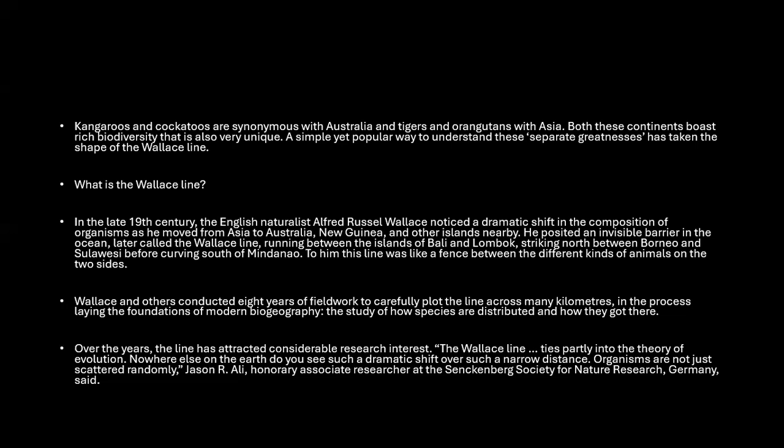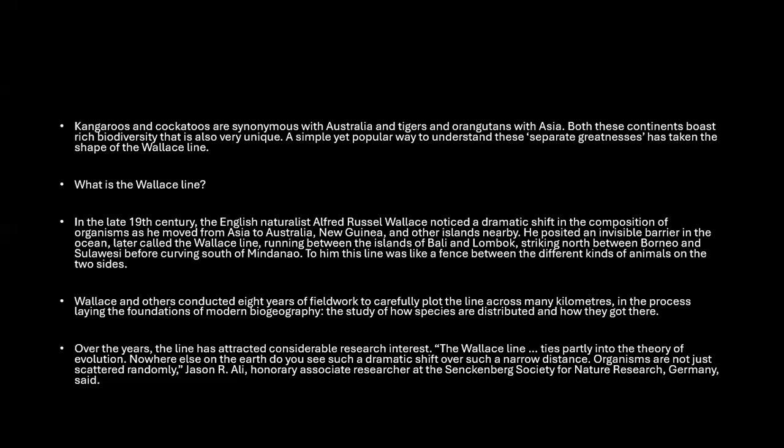Wallace and others conducted 8 years of fieldwork to carefully plot the line across many kilometers. In the process, they laid a foundation for modern biogeography, the study of how species are distributed and how they got there. Over the years, the line has attracted considerable research interest. The Wallace Line ties in with theories of evolution. So it is talking about how evolution must have happened, right?